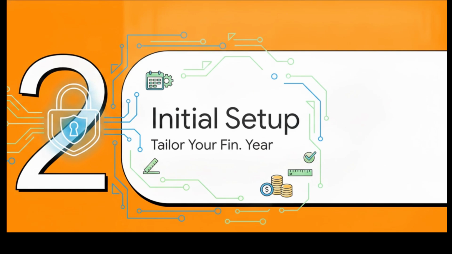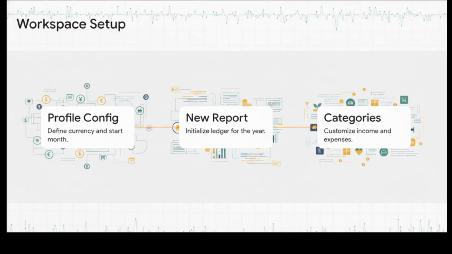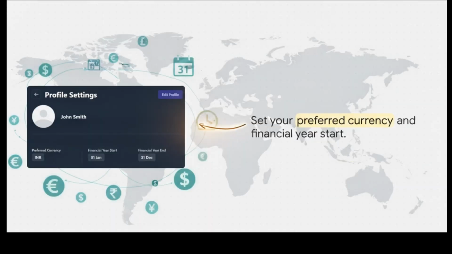Okay, moving on to part 2, initial setup. Let's tailor your financial year. Getting your workspace up and running takes just 3 super intuitive steps. It's really about making the software adapt to how you actually track your life, not the other way around. Step 1, you jump into your profile settings. Here, you can pick your preferred currency, which is fantastic if you happen to track multiple currencies.